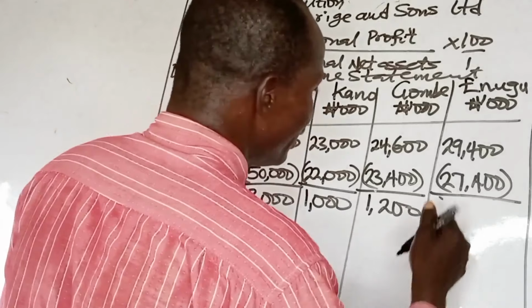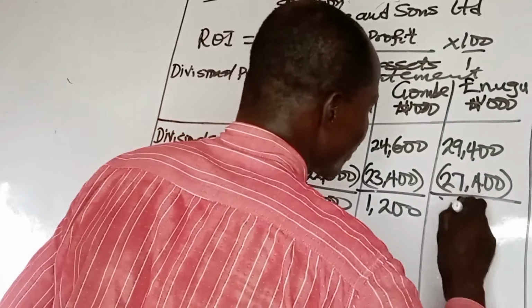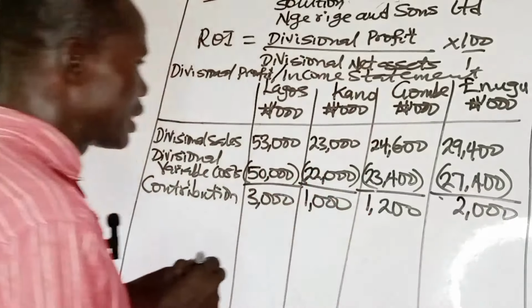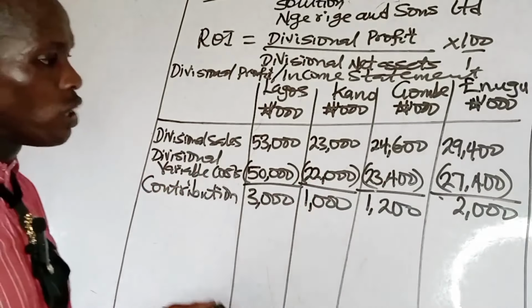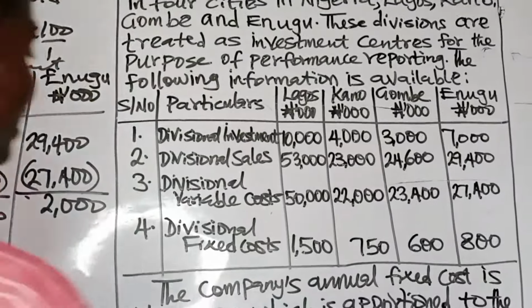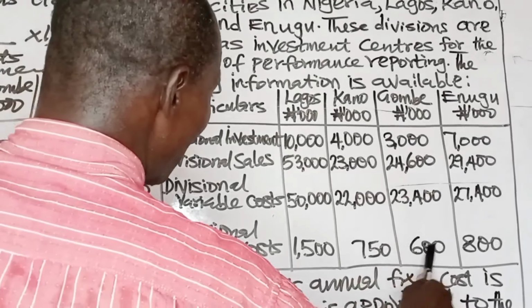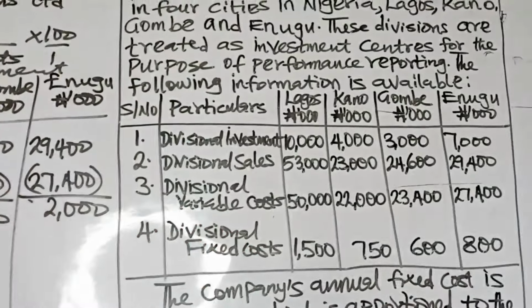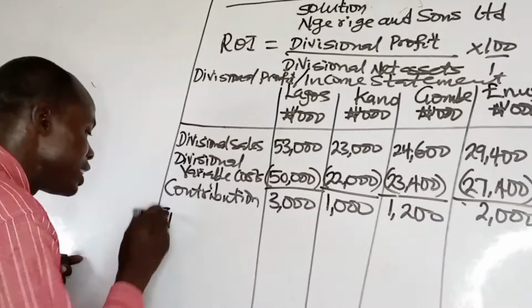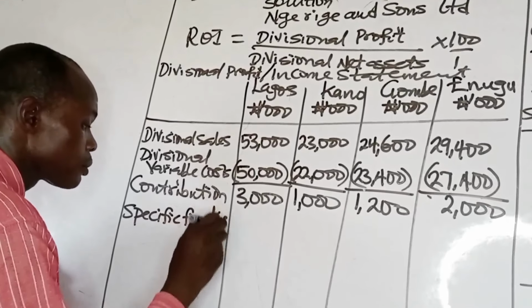Then this will be 9 minus 7, that is 2 million. So that is for each of the divisions, that is the contribution. Back to the question. You are given divisional fixed cost. These are the specific fixed cost, 1.5 million, 750,000, 600,000, and 800,000. That is the specific fixed cost of each division.